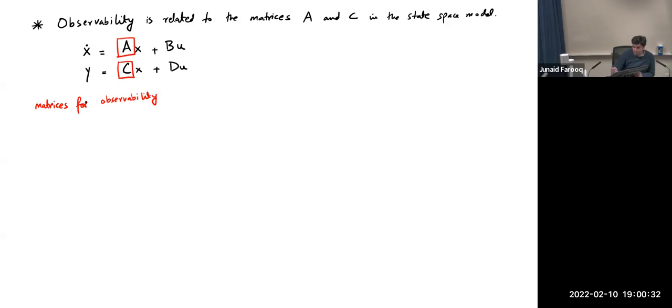Okay, and the A and B determine the controllability. So matrix D does not play any role in determining either controllability or observability. Okay, so when we want to do this, basically, just like the controllability style, we will construct an observability matrix.